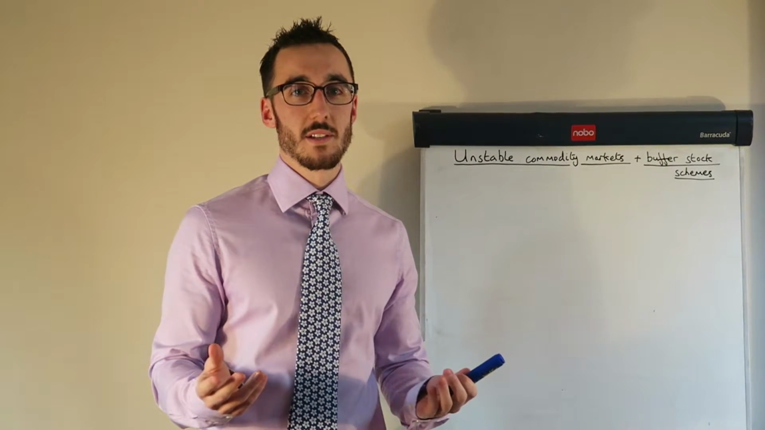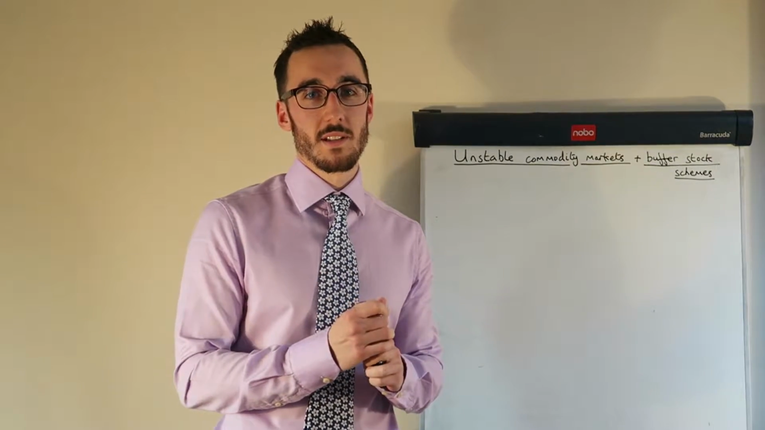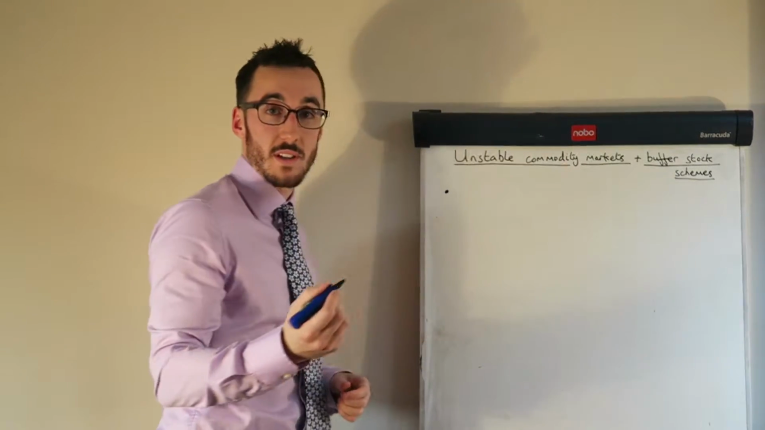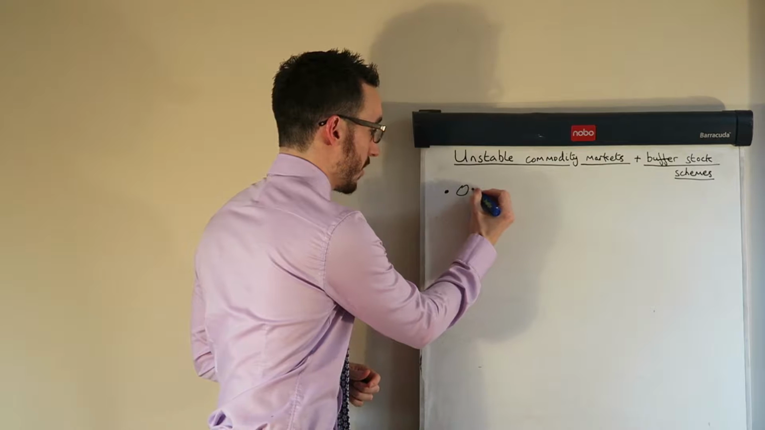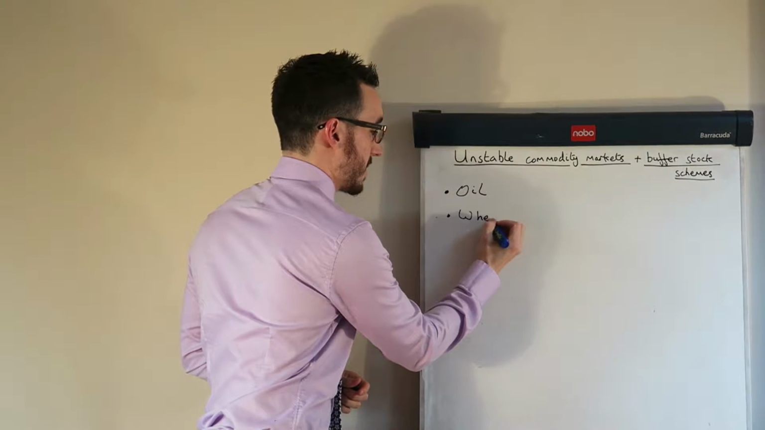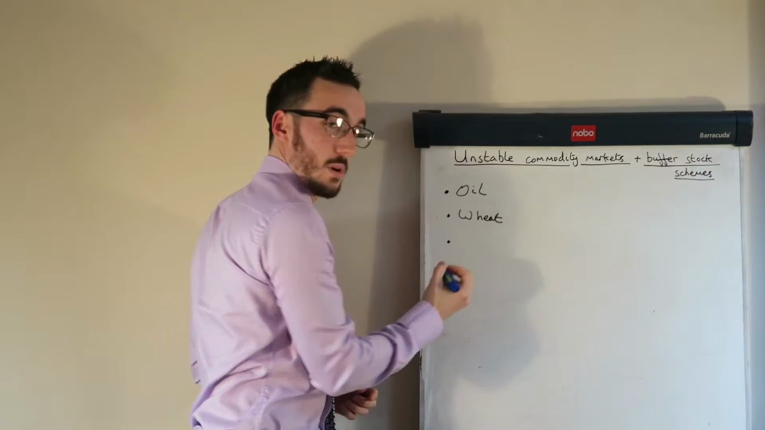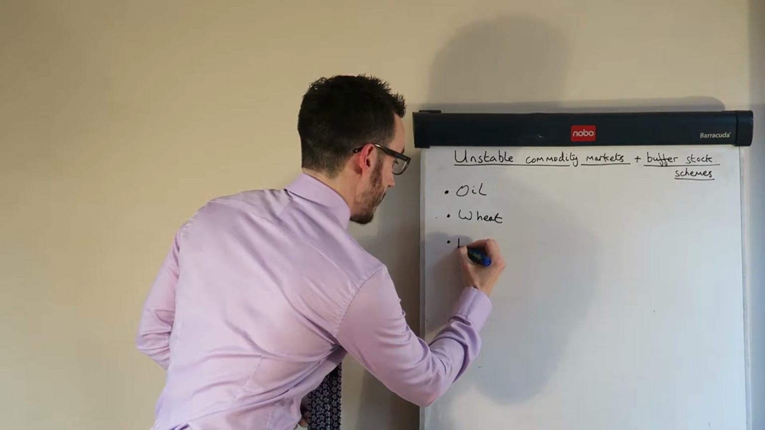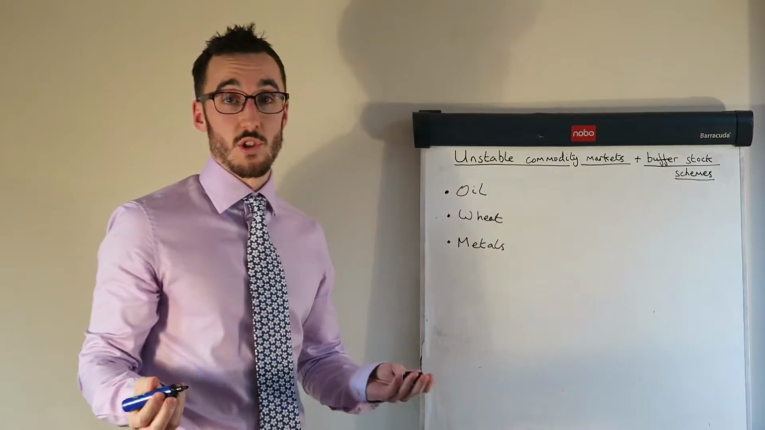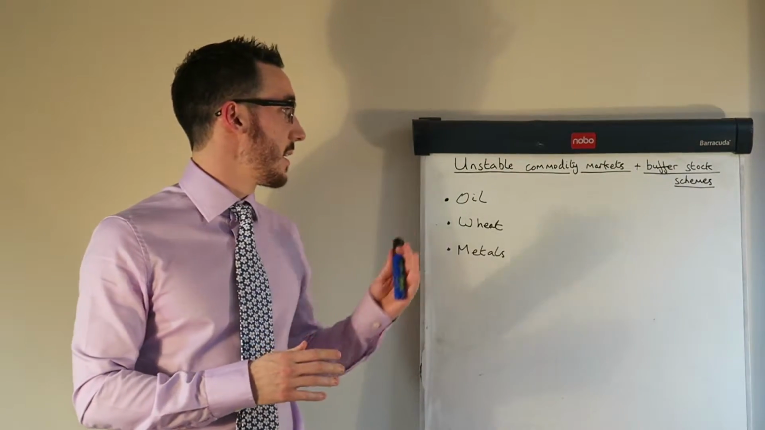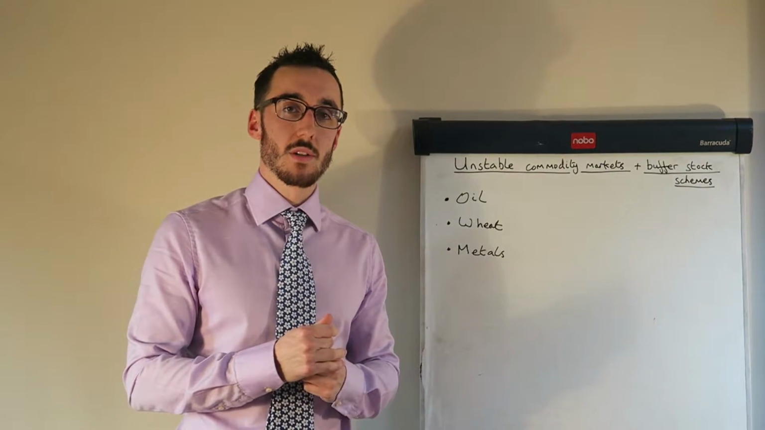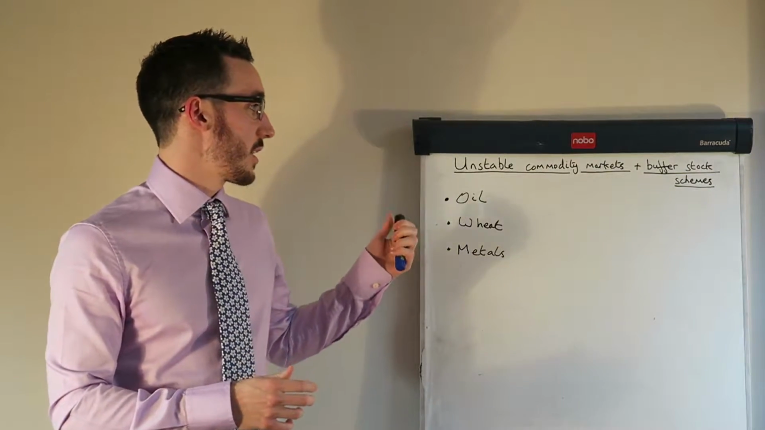So, commodity markets. What are commodity markets? So we have three which we will identify today. We have oil, we have wheat, and the third one is we have metals, such as gold.